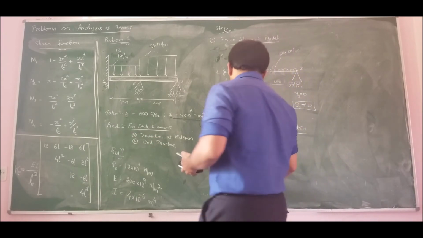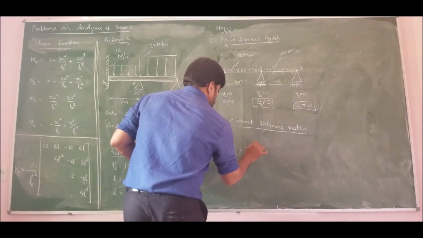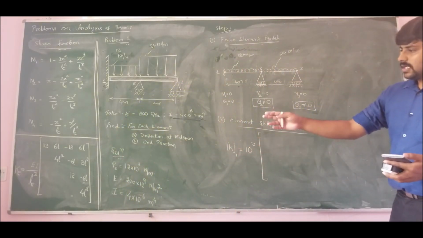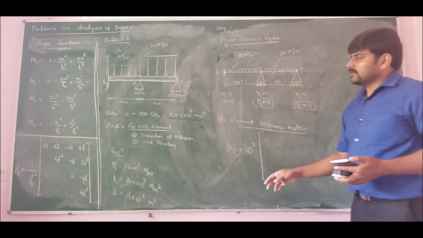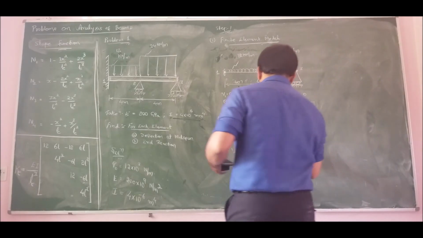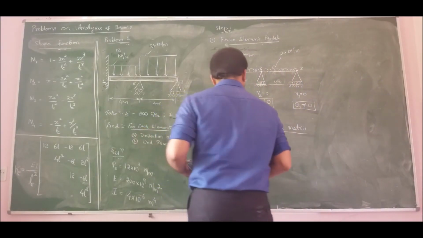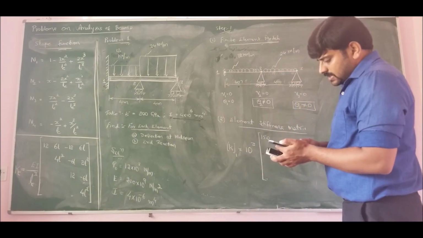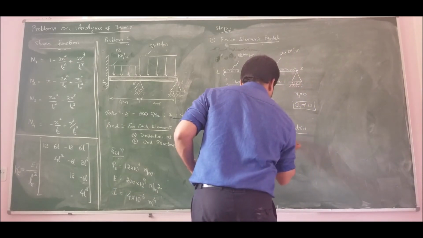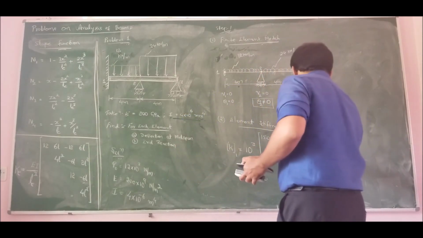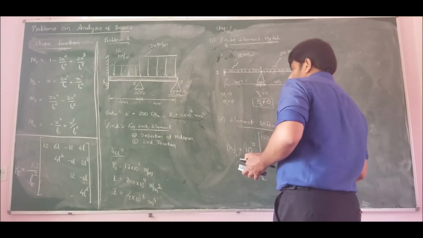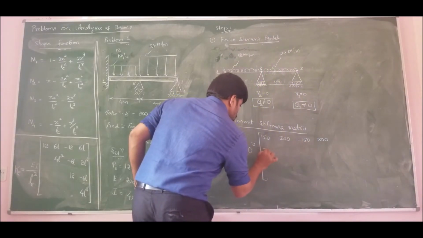Let me take 10 to the power of 3 as common, and I will multiply 12.5 inside the matrix. If I multiply 12.5 inside the matrix, I will get 12 into 12.5, which is equal to 150, and 6 into length, 4 meters, into 12.5, which is equal to 300. Now we have minus 150, and next is 300. Since it is a symmetric matrix, let me fill it.